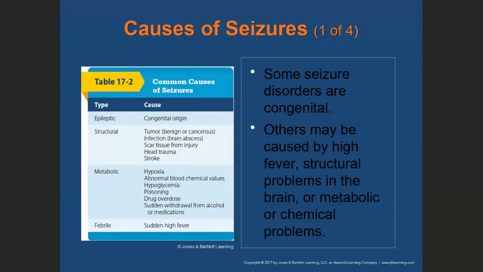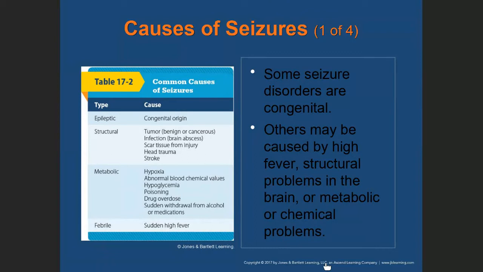All right, now causes of seizures. It can be a structural issue, can be congenital, which is epilepsy, can be structural, which is tumor, benign or cancerous, can be infections, brain abscess, scar tissue, head trauma, stroke. It can be from metabolic issues, hypoxia, abnormal blood chemical values, hypoglycemia, poisoning, drug overdose, sudden withdrawal from alcohol or medication. It can be febrile seizures, which is common in a pediatric population.